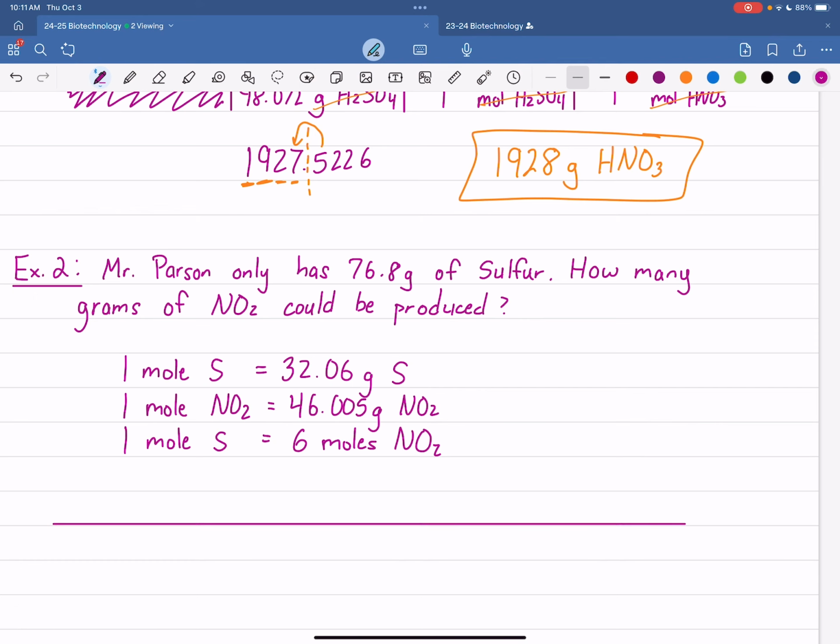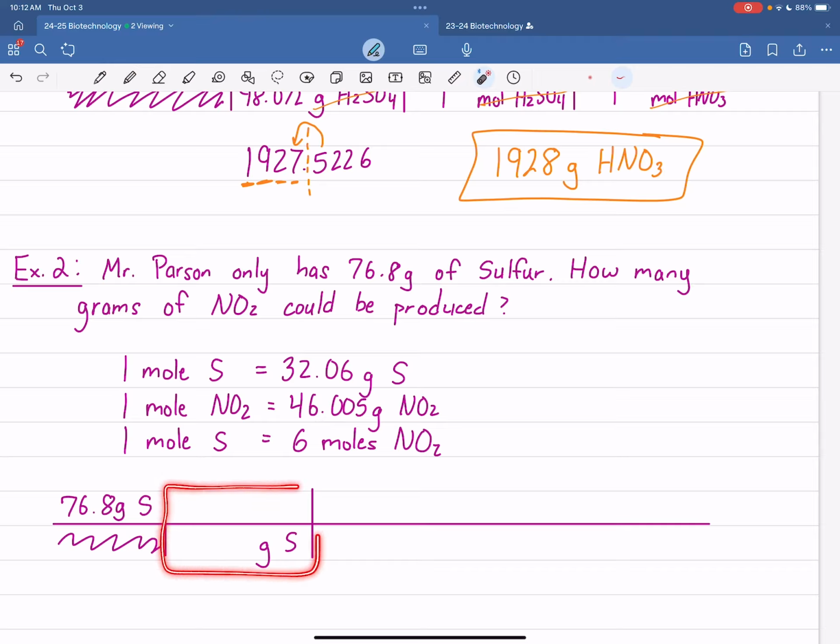Just like in example 1, we'll draw a relatively long t-table because this has got several steps. My starting value, 76.8 grams of sulfur. Nothing will go underneath there. And just like in the first example, I'm going to anticipate that I need to make this unit get canceled, so I'm going to copy it down below here. And the place I want to go in this first part of our t-table here is I'm going to use the molar mass so that I can enter the world of moles. Again, I'll copy those units, the moles of sulfur, because that is still not the unit that I actually want. I want grams of NO2, so I'll keep on going.